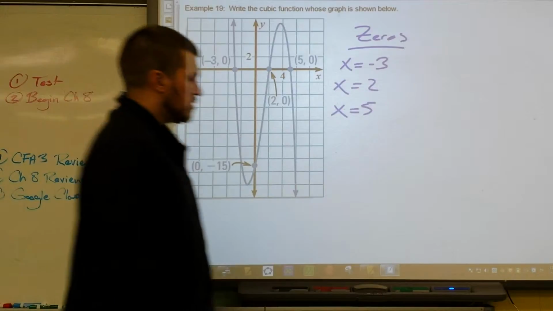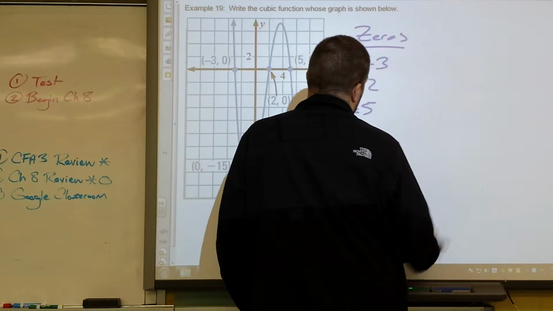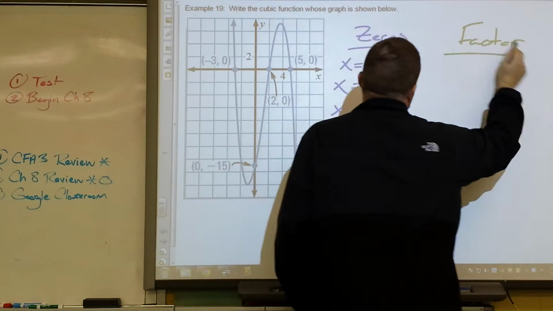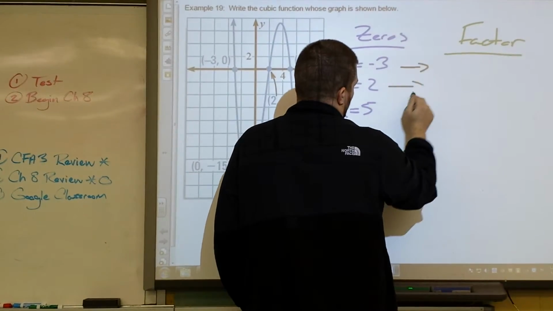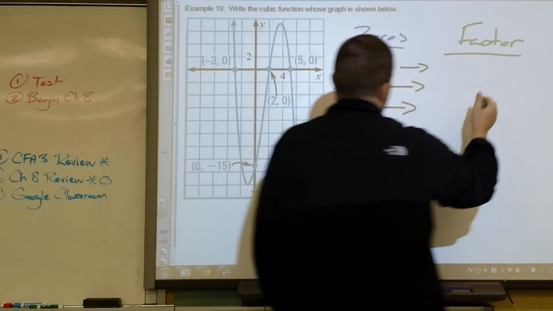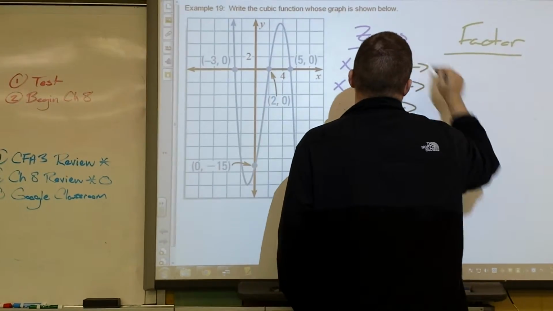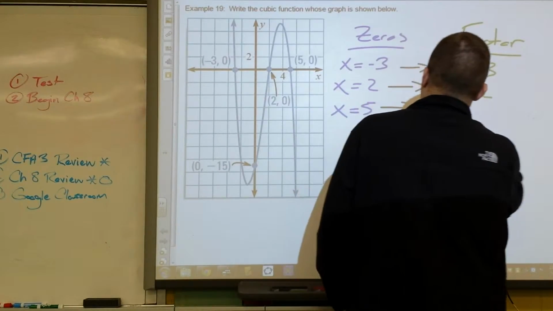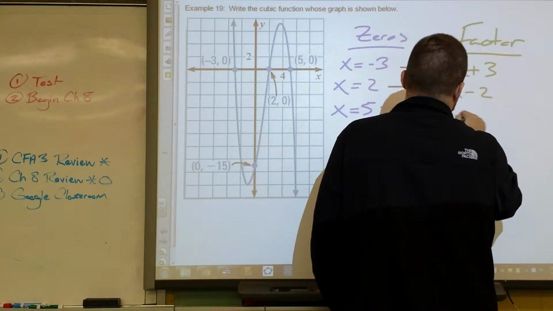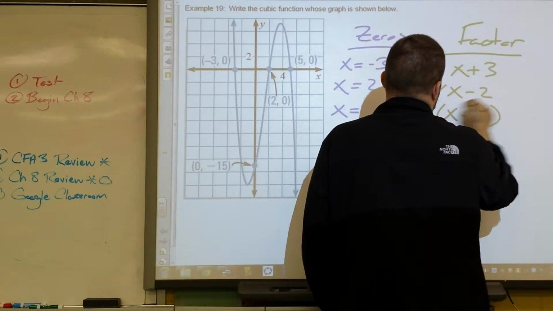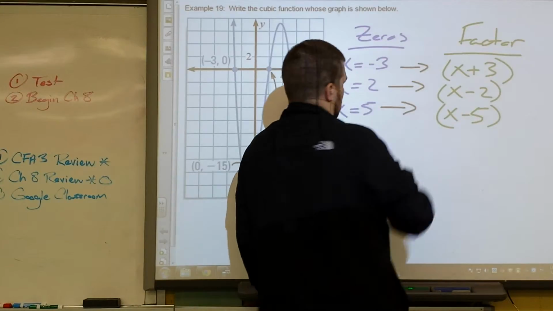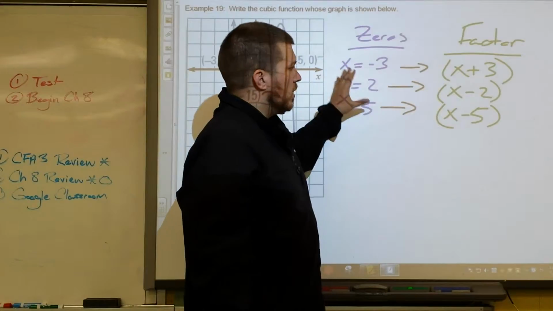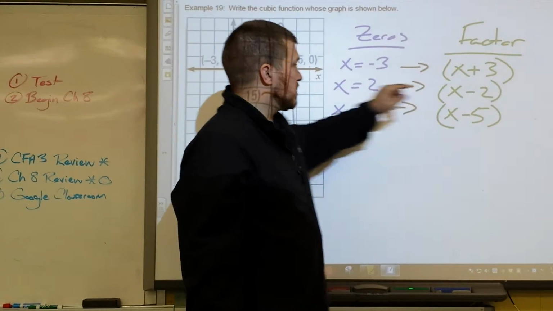Now, I want to turn each of those zeros into a factor. I'm going to do that by getting everything on the same side as the x, like we just did. So the first factor is going to be x plus 3. Next factor is going to be x minus 2. And the next factor is going to be x minus 5. I know these are all factors of my cubic function. So cubic means degree 3, like we just created.